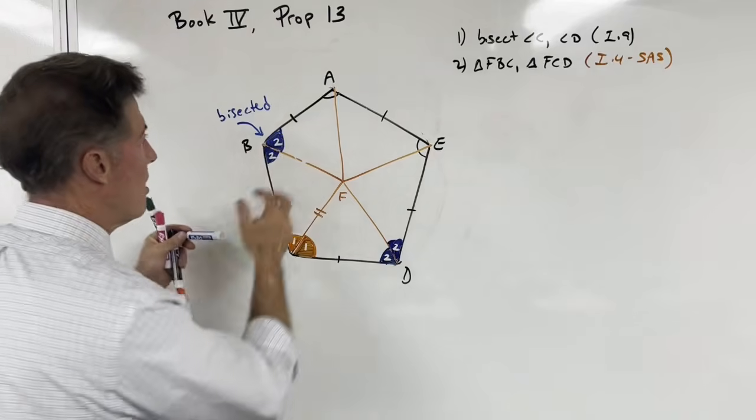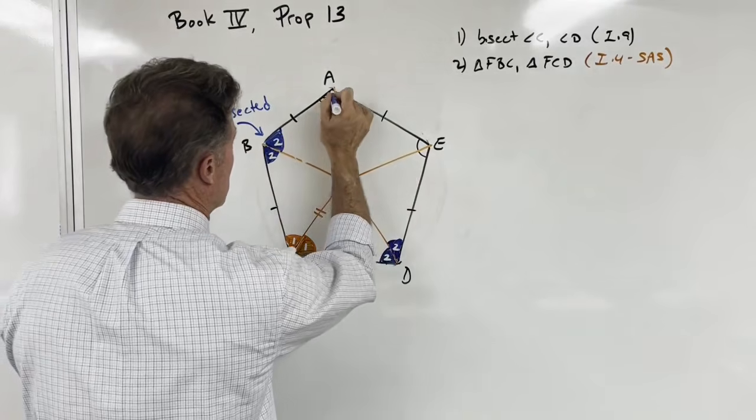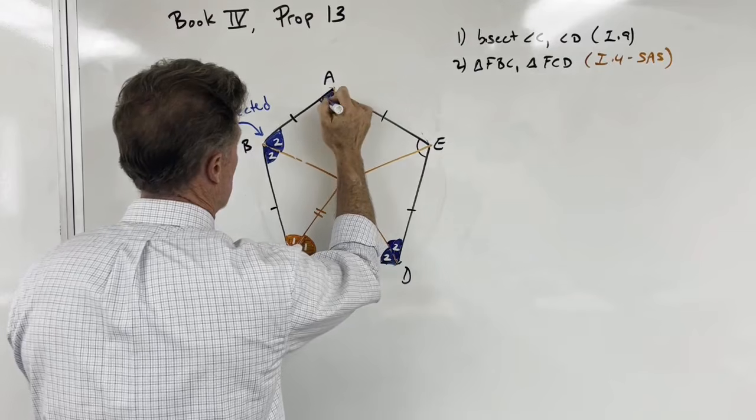Likewise, we can show that all of these angles have been bisected. So this is equal to angle 2, two of them, and this is equal to angle 2, two of them.